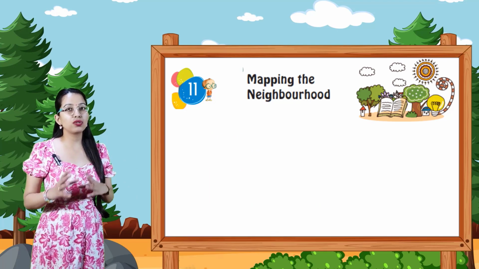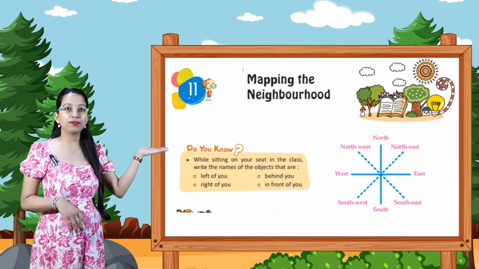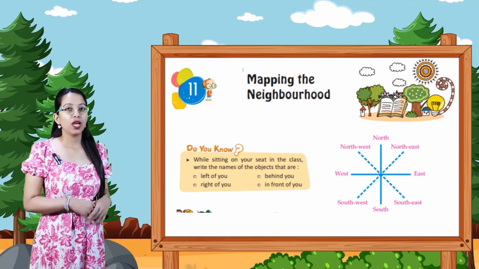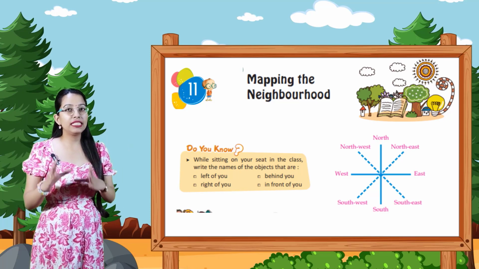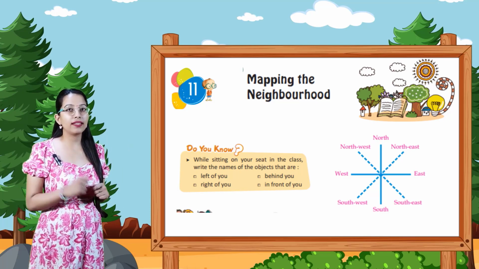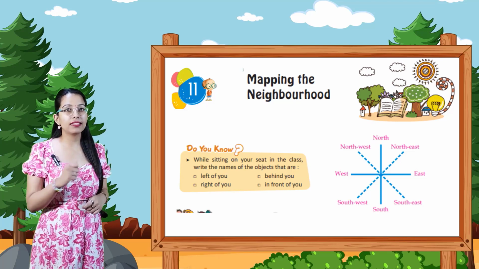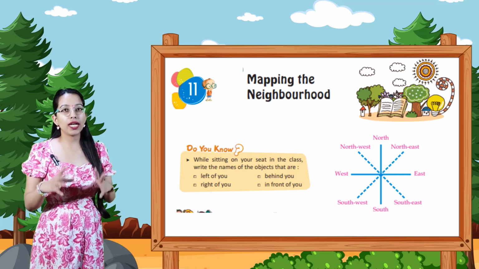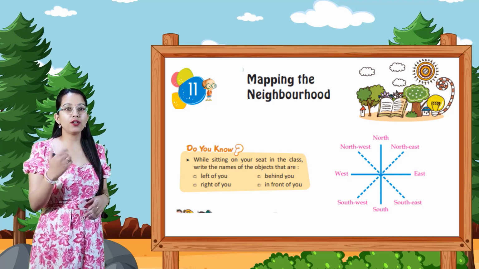A map also shows directions. Look at the map. While sitting on your seat in the class, write the names of the objects that are left of you, right of you, behind you, in front of you.